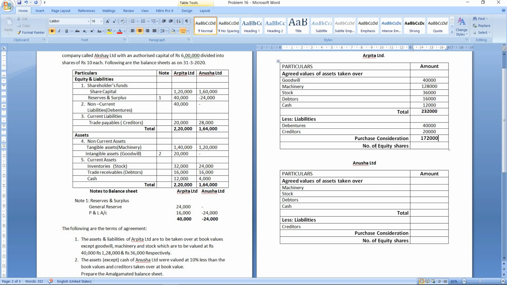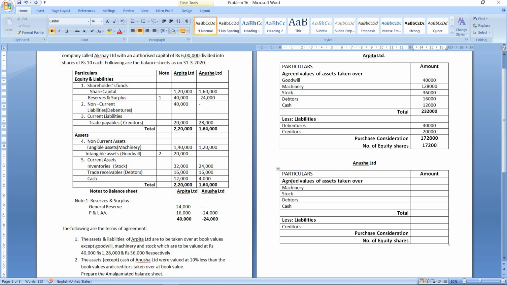We will also calculate the number of equity shares. Formula is the purchase consideration divided by face value. Face value of the share is 10. So 1,72,000 divided by 10, that will be 17,200 shares which are going to be issued to Arpita Limited. Let us now calculate the purchase consideration for Anusha Limited.